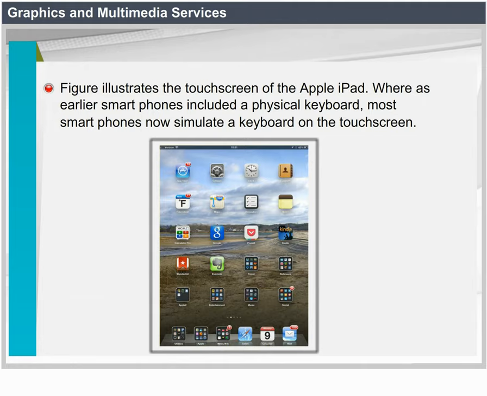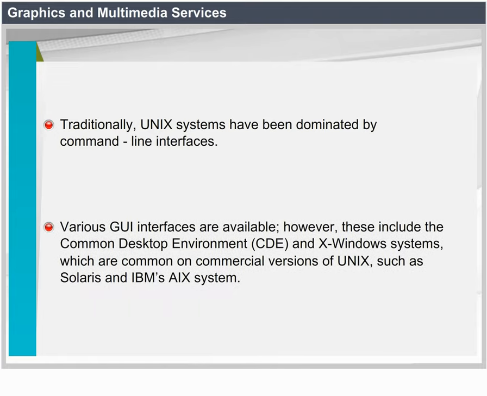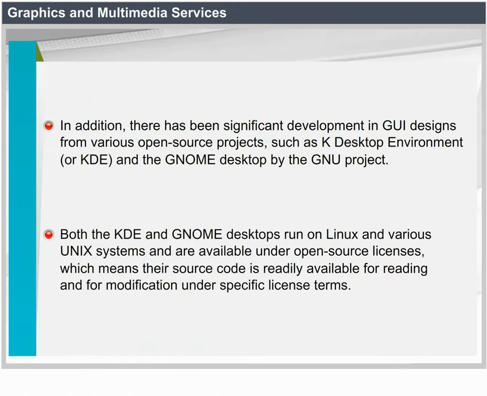Traditionally, Unix systems have been dominated by command line interfaces. Various GUI interfaces are available, however. These include the Common Desktop Environment, CDE, and X-Window systems, which are common on commercial versions of Unix such as Solaris and IBM's AIX system. In addition, there has been significant development in GUI designs from various open source projects such as K Desktop Environment, or KDE, and the GNOME Desktop by the GNU project. Both the KDE and the GNOME desktops run on Linux and various Unix systems and are available under open source licenses, which means their source code is readily available for reading and for modification under specific license terms.